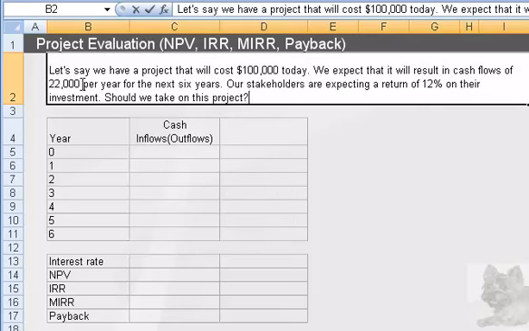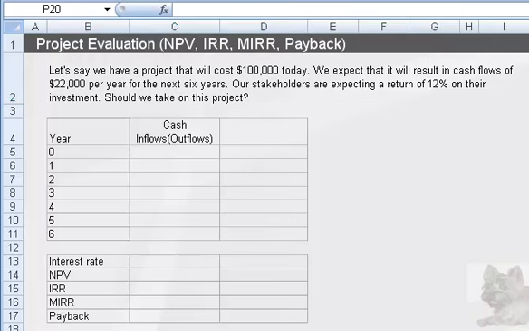The first thing I want to do, though, is put a dollar sign in front of that $22,000 so that the formatting is better. All right. Now I've worked this ahead of time just to save a little bit of time in the demonstration. Here's how I'd approach this. Should we take on the project? I'm going to evaluate it using NPV, IRR, MIRR, and Payback.